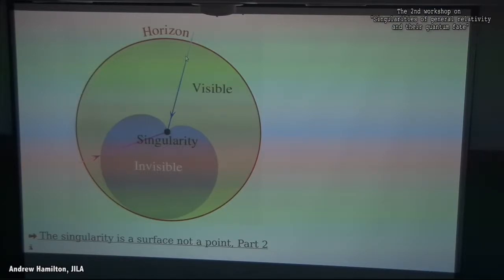The singularity of a Kerr black hole is likewise a surface that happens at the inner horizon. It's a ring. It's a ring? No, it's not. Not if we're going to talk about that.